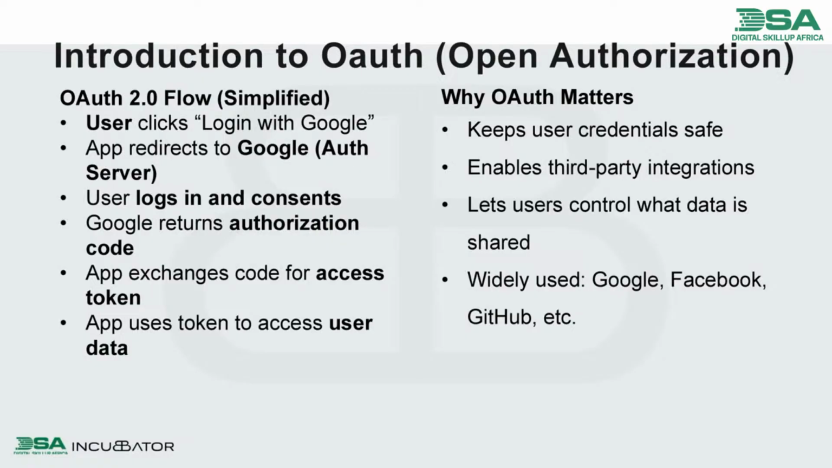Now the app exchanges that code for what? Access token. Mind you, there's always a token. Now the app uses the token to access the what? The user data. So it's like that. So why OAuth matters? It keeps user credentials safe.